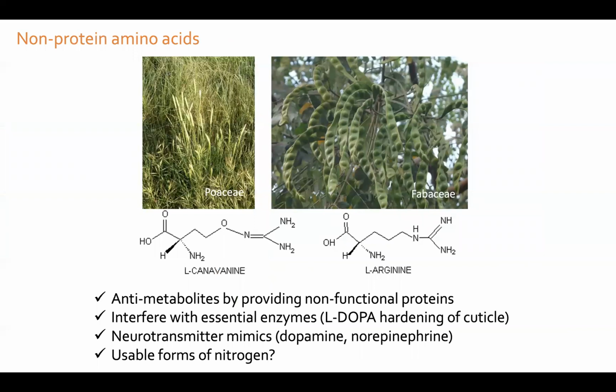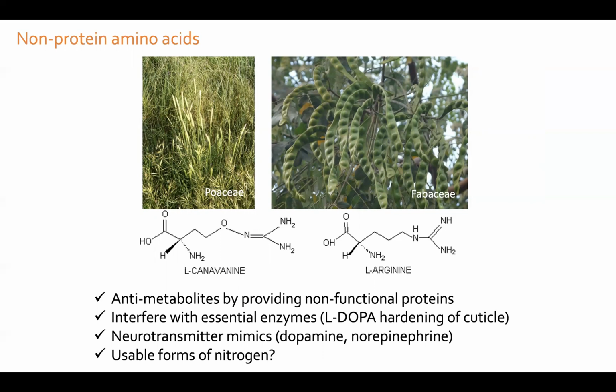And then finally, I want to talk about non-protein amino acids. So they are widely distributed across plant taxa, but are incredibly characteristic of legumes in the Fabaceae family, as well as grasses in the Poaceae family. So they are the simplest nitrogen-containing compound that have known toxic effects, I should say, on insects.